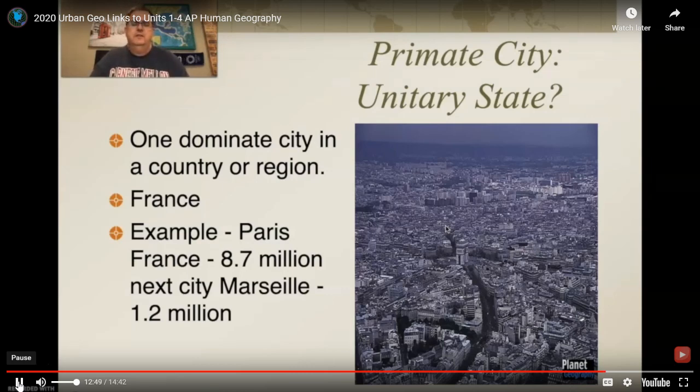Well, if a city in a country develops that way, it's also most likely a unitary state, which France is, where you have power concentrated in the capital. It's a primate city. So unitary state is a totally fair political geography question. And if you discuss the role of a primate city in that, that would enhance your answer.